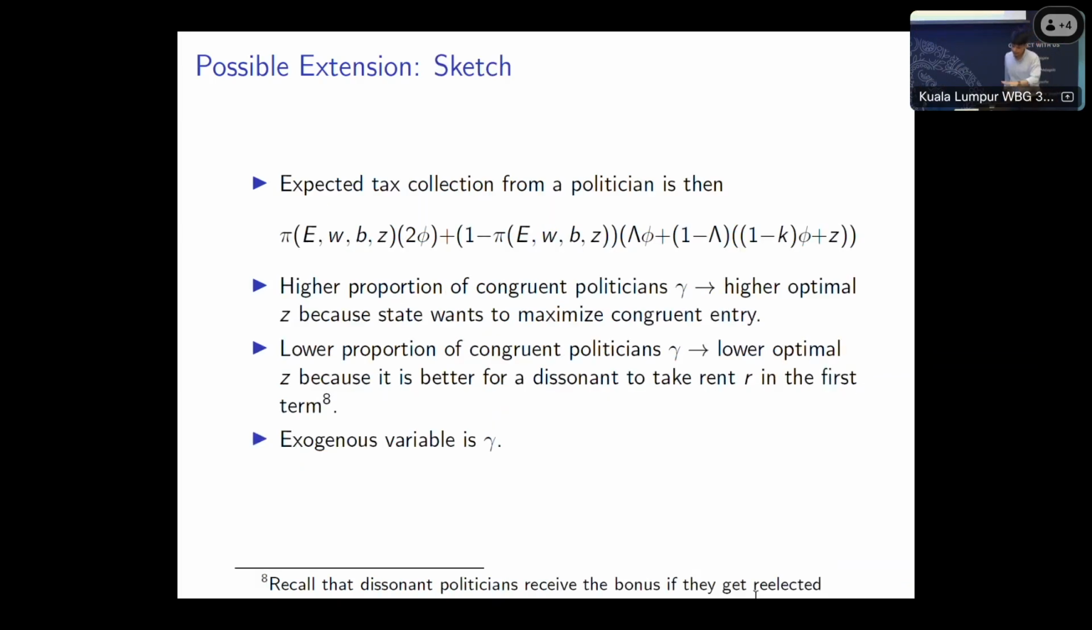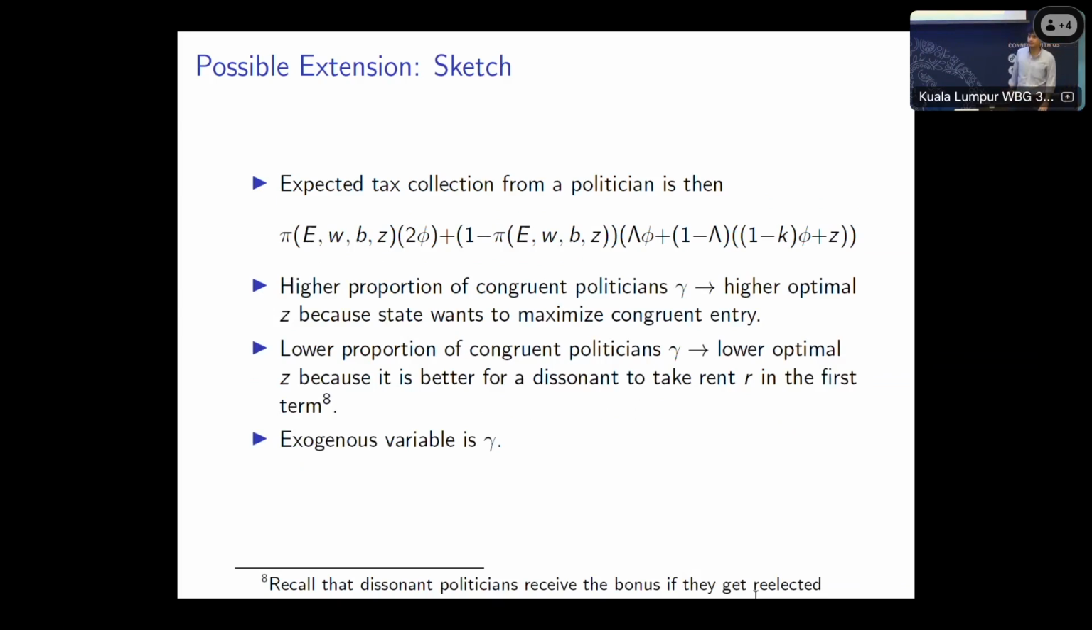And so what happens is that these are basically the predictions of the model. If there's a high proportion of congruent politicians, gamma, which is this civic-mindedness that Besley called, there's a higher optimal Z because the state wants to maximize the congruent entry. Whereas if it's a lower proportion of congruent politicians, gamma, it's a lower optimal Z because it is better for a dissonant to take rent in the first term. And so the exogenous variable now becomes gamma.